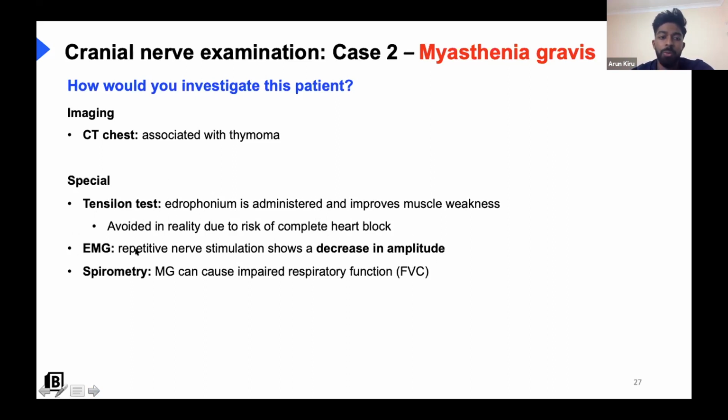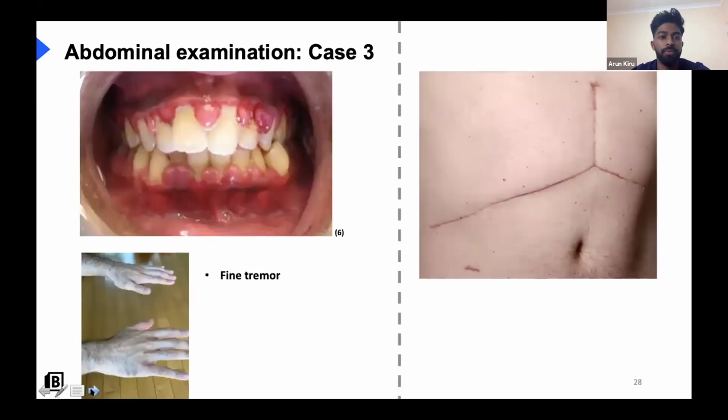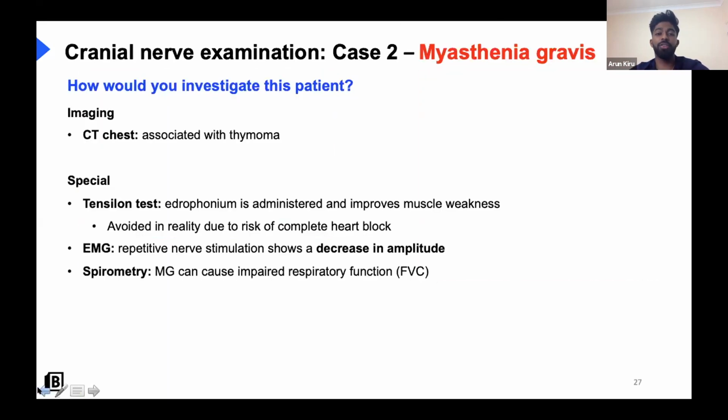So you do an EMG where you repeatedly stimulate the nerve, and if you keep doing it, the fatigability shows by a decrease in amplitude of the muscle strength. And then spirometry, because myasthenia can cause problems with the respiratory muscles because of fatigability. They sometimes have reduced forced vital capacity. So there we go. Such a niche diagnosis of myasthenia, you can actually show them a lot of tests in your investigations. Okay, so that's the end of me.